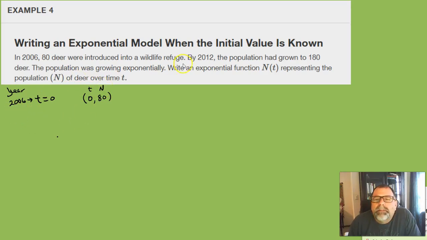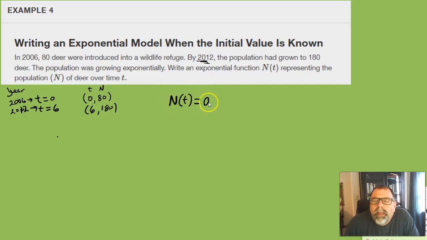And then they gave us a second data point, 2012, so that's 6 years later. So that would be 6, and there was 180 deer. So now we're going to use this to write our function n of t equals a times b to the t.